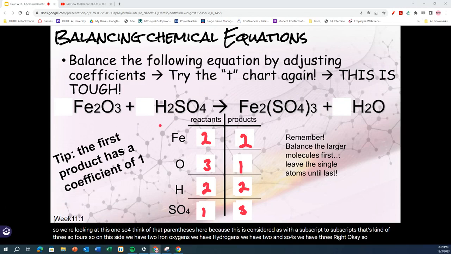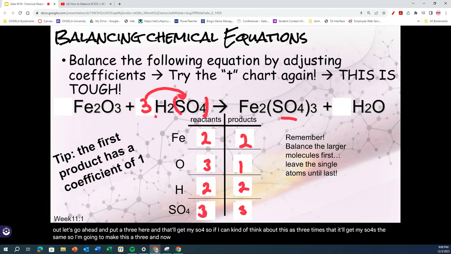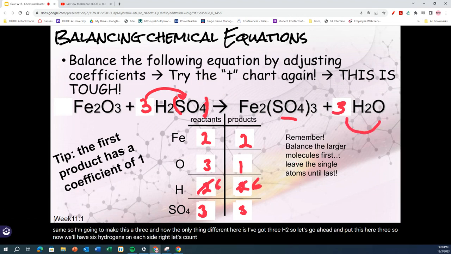Okay, so let's try this out. Let's go ahead and put a 3 here, and that'll get my SO4. If I think about this as 3 times that, that'll get my SO4s the same. So I'm going to make this a 3. And now the only thing different here is I've got 3H2. So let's go ahead and put a 3 here. So now we'll have 6 hydrogens on each side. All right, let's count the oxygens here. 3 oxygens. And that balances this out.